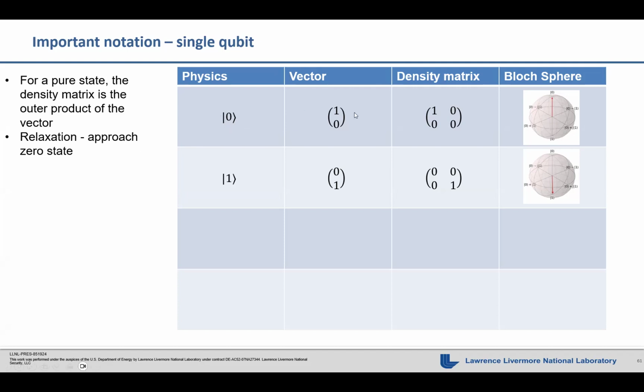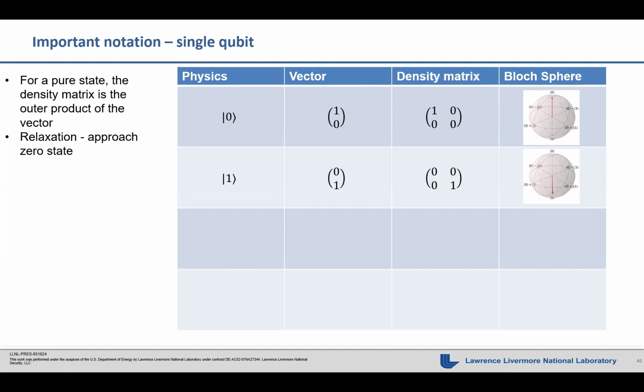So a 0 is really simple. It just means that you're on the top of the Bloch sphere. A 1 means you're at the bottom of the Bloch sphere. And in vector representation, it's just 1, 0 versus 0, 1. One thing that we should also mention is that if you're in the 1 state, the qubit will tend to go towards the 0 state.